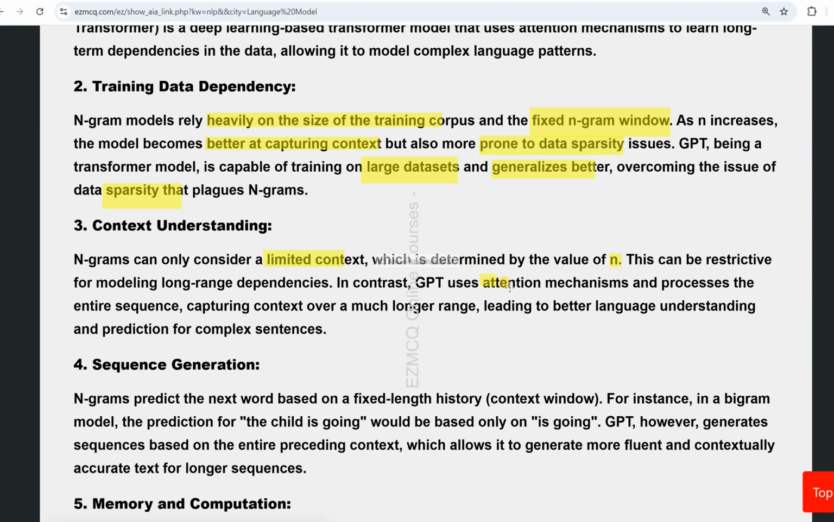GPT uses an attention mechanism, and it can process the entire sequence. The beauty of GPT is capturing the context over a much longer period or a shorter period, so it's dynamic. As a result, it's better at understanding the language, and it's better at prediction for complex sentences, which is not there in n-grams.